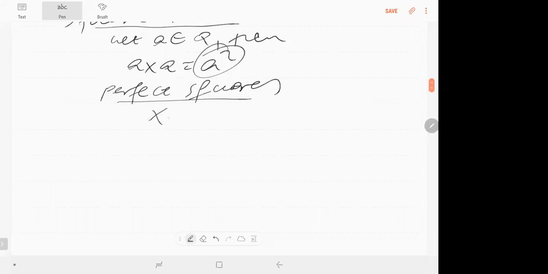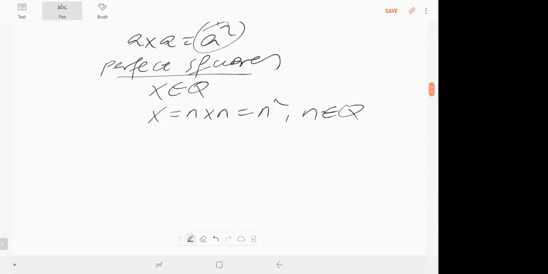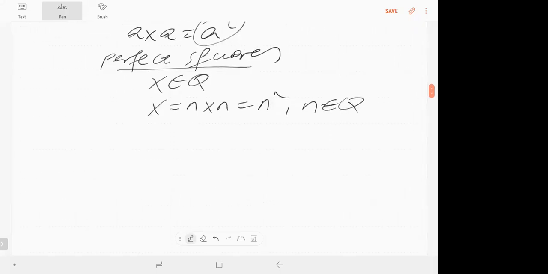So let's say x is an element of rational number, and if we say this x is a perfect square, it must be written as a product of two same factors or as a power with exponent 2 like this one. If we say x is a perfect square, x can be expressed as n times n or n squared. Here n is also an element of rational number. So to consider a given rational number as a perfect square, it can be expressed as a product of two same factors or as a power with exponent 2. We did this discussion last time.